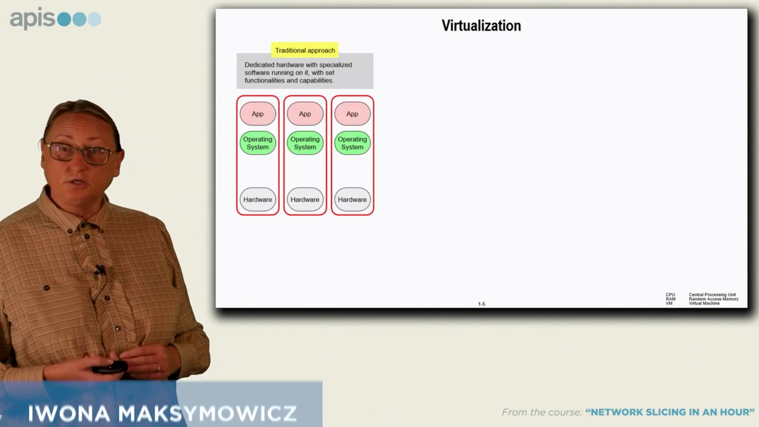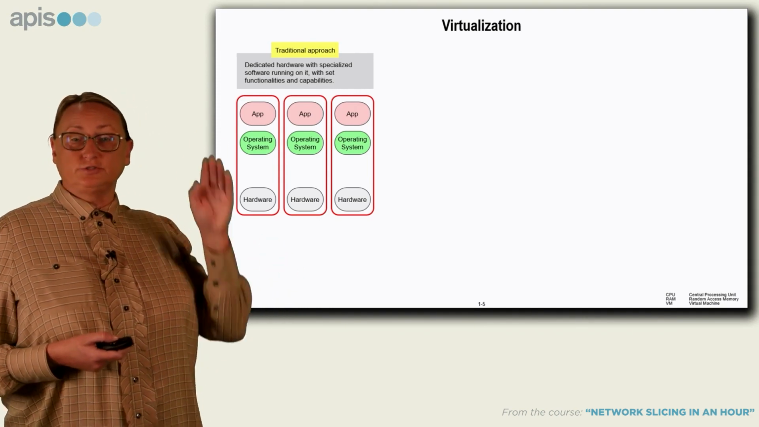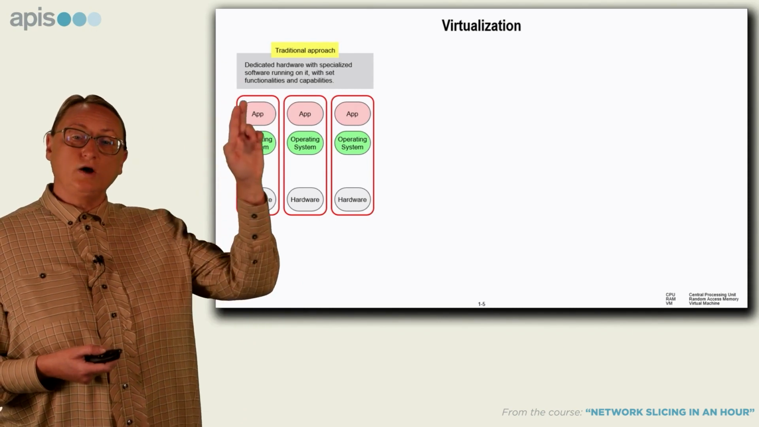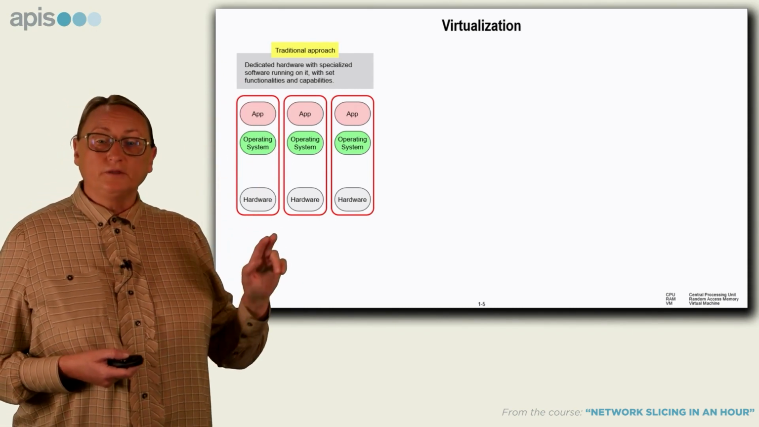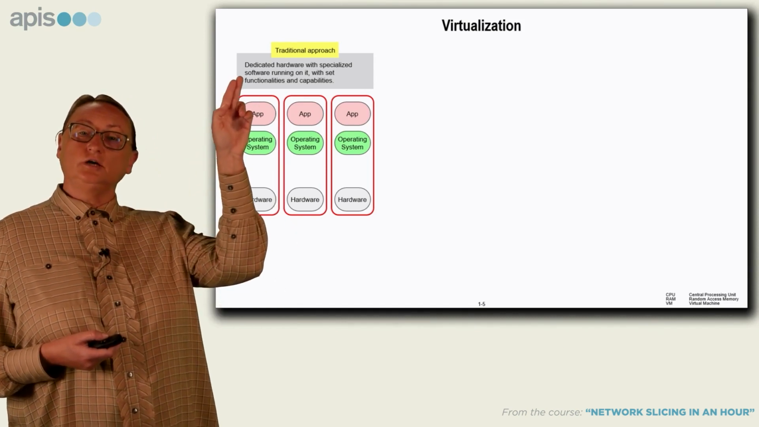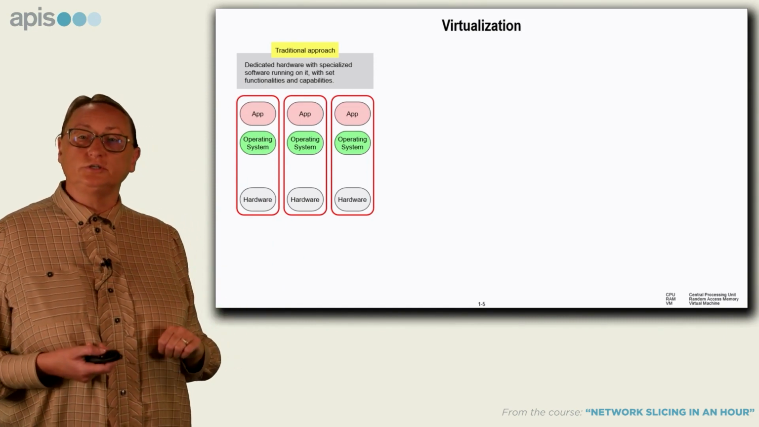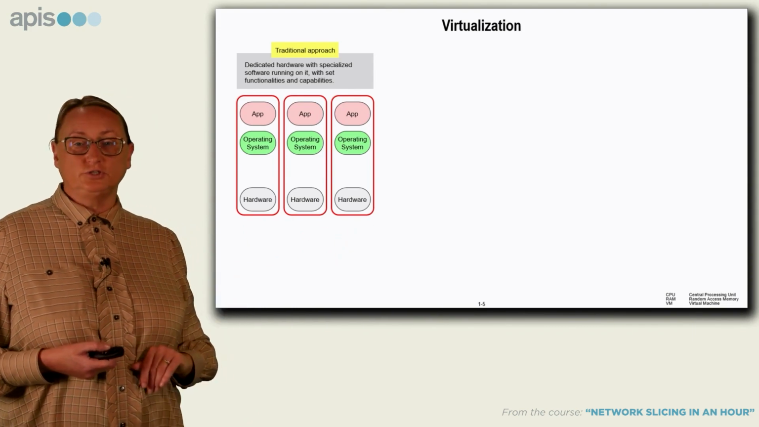So, on slide number 5, I just wanted to contain the things that I find most relevant. Virtualization is a topic in its own right, of course. This picture over here presents what is called the traditional approach. This is one machine that does one thing. Within this red area, I have dedicated hardware with specialized software that runs on it, and it has certain functionalities and capabilities. And you can see 3 of these machines over here.